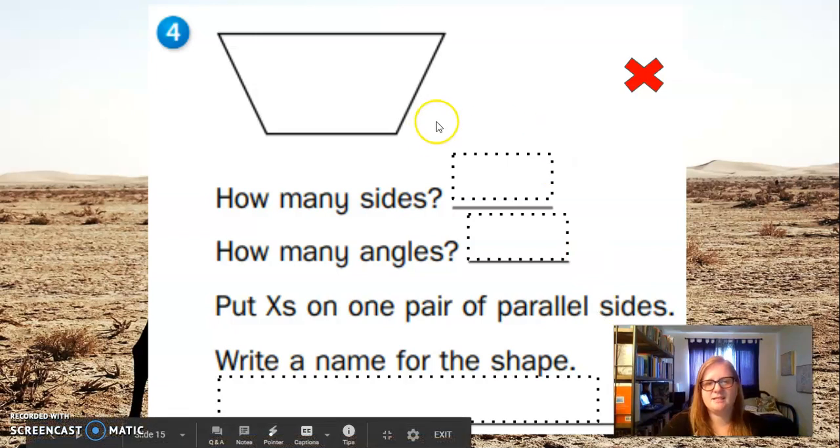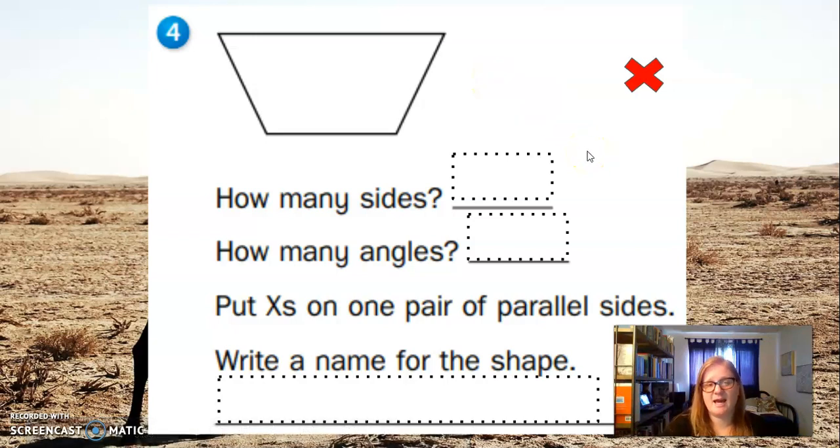So now take a look at this shape, this polygon, which is also a quadrilateral because it has how many sides? Put how many sides? How many angles? And these X's you're going to put on the parallel sides. Remember, parallel means that they are lines that will not cross each other, ever. If they continue on, they're never going to cross. And then write the name of the shape.